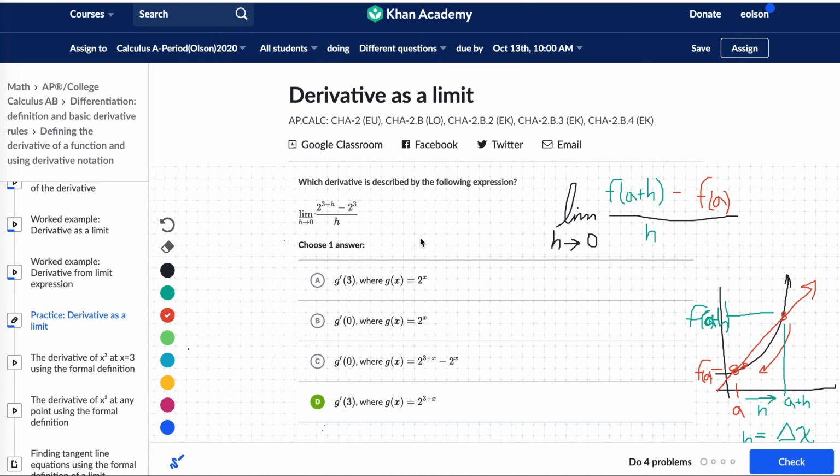Hello everybody, this is just a quick video to help you with this Khan Academy practice set called Derivative as a Limit. This is really the heart of the theoretical background of what a derivative is and how we find it using the limit approach. This we're calling the formal definition.